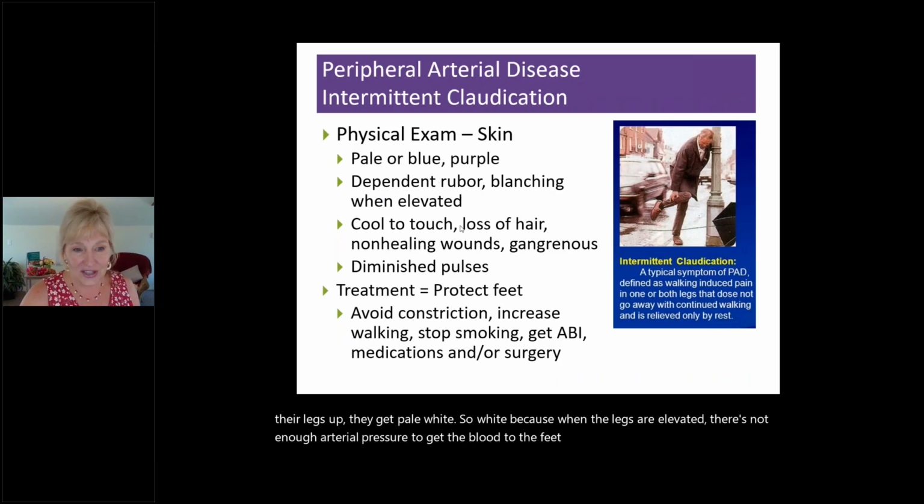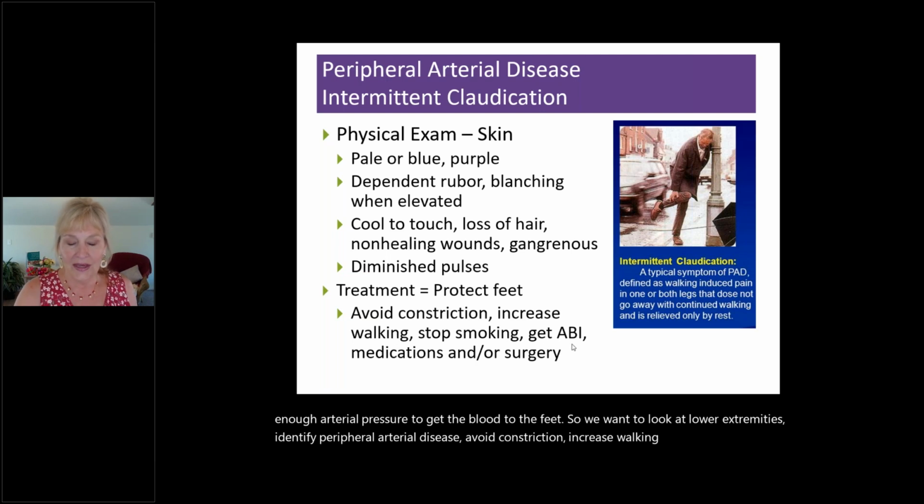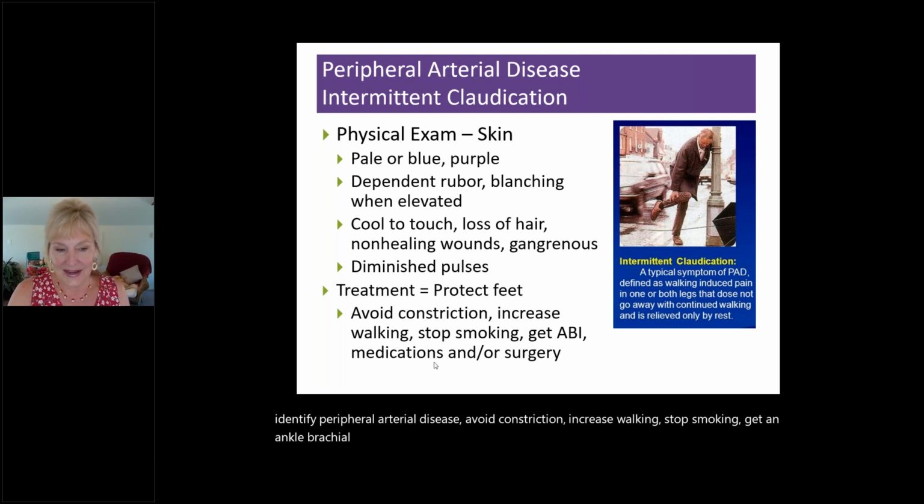So we want to look at lower extremities, identify peripheral arterial disease, avoid constriction, increase walking, stop smoking, get an ankle brachial index, medications to help with blood flow, and/or surgery.